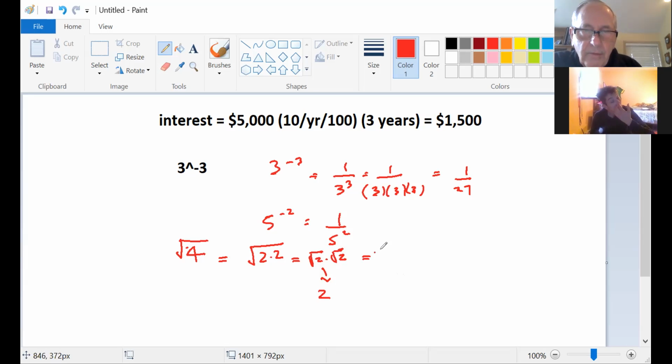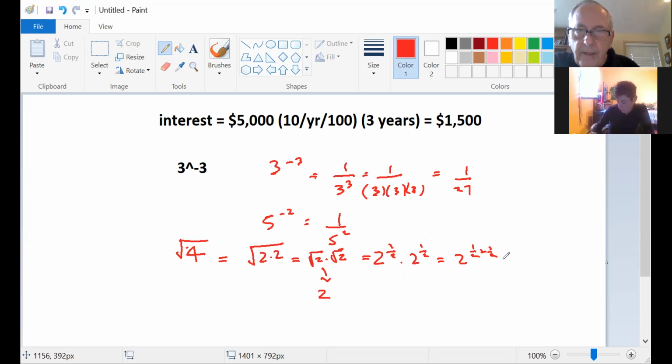And you could show this and prove it because the square root of 2 is 2 to the 1/2, times 2 to the 1/2. So this becomes 2 to the 1/2 plus 1/2, which becomes 2 to the 1, which becomes 2. It's a long way of saying that this is this, but that's how I prove it, okay? So the square root times the square root of any base will give you that base.